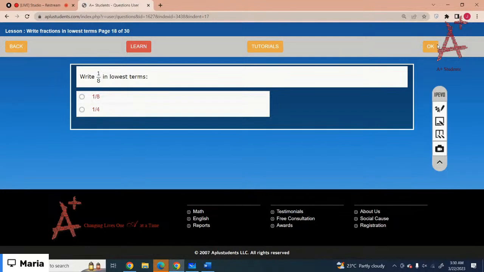Okay, write 1 by 8 in the lowest term. So which is the lowest term? 1 over 8 is already in the lowest term. Got it?